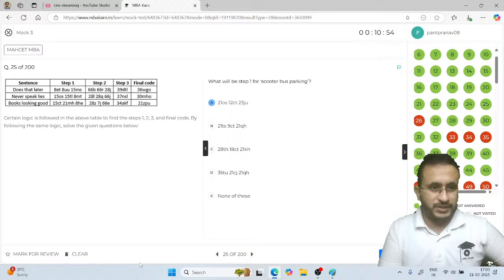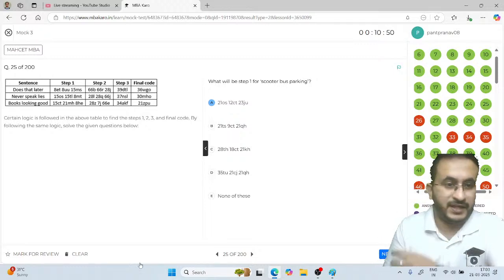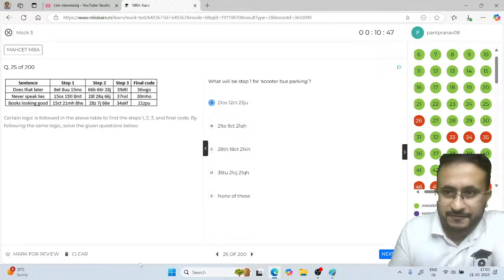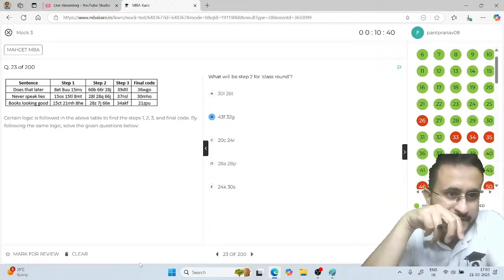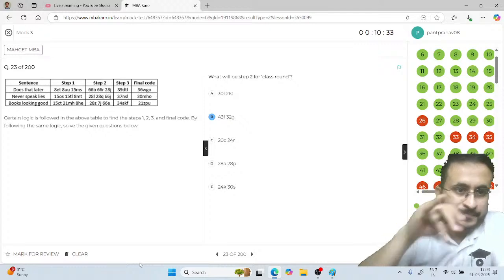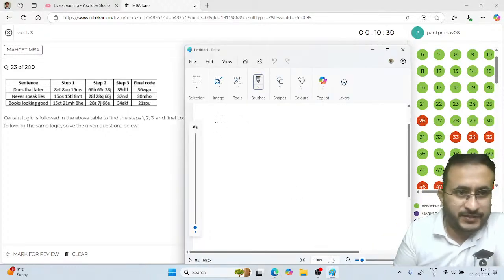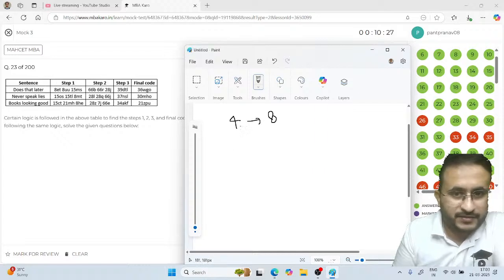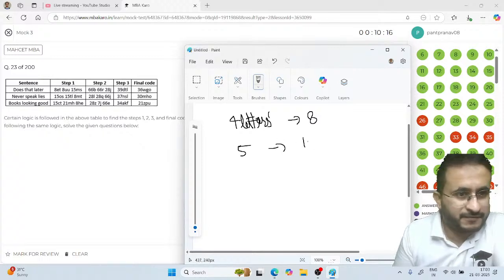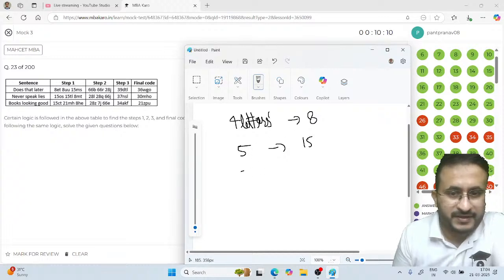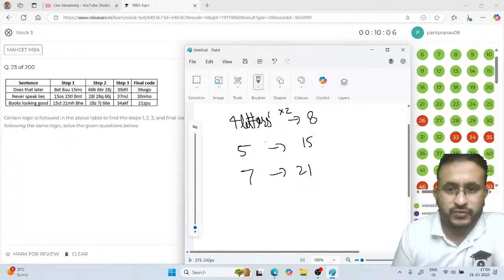Step 1, let's try to see the logic once. Maybe we can figure out some logic. If we can, that will be great. 25, 23, let's see that later, 8, 8, 4, 4, 8. If we see this, 4 letters, it became 8. So that also has become 8. 5 letters became 15. 7 letters became 21.